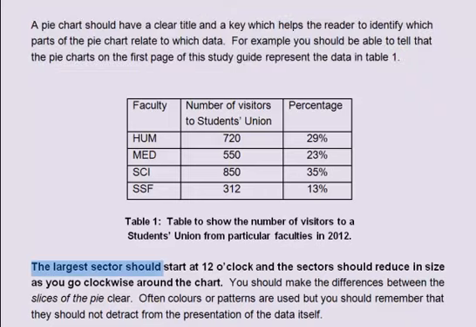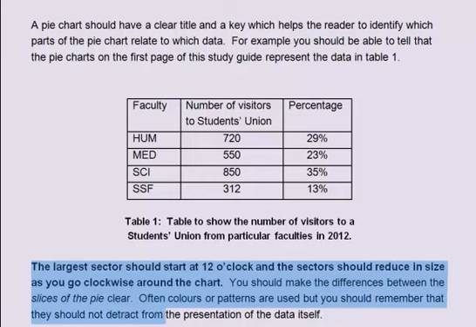The largest sector should start at 12 o'clock and the sectors should reduce in size as you go clockwise around the chart. You should make the differences between the slices of the pie clear. Often, colours or patterns are used, but you should remember that they should not detract from the presentation of the data itself.